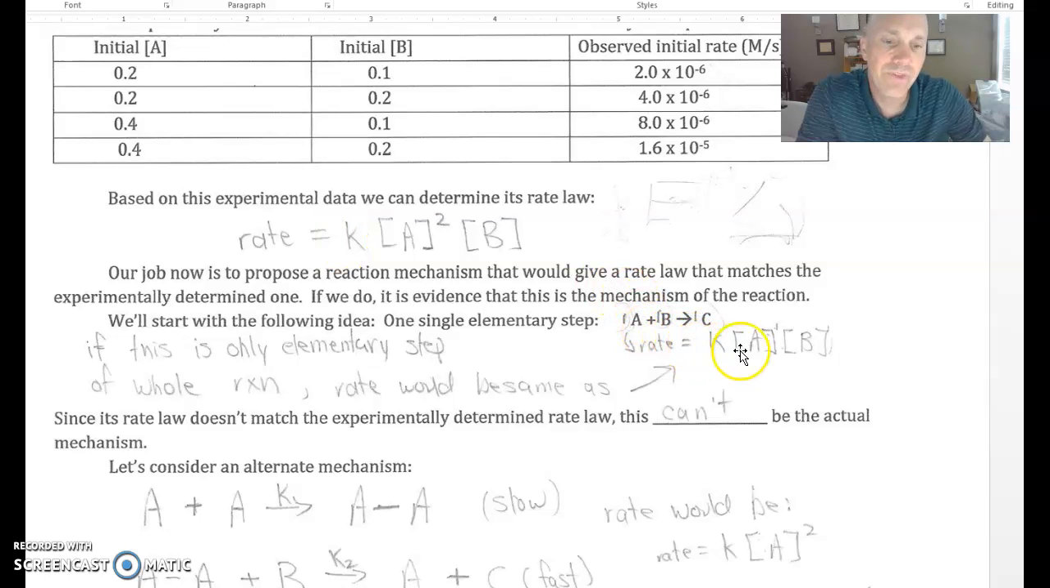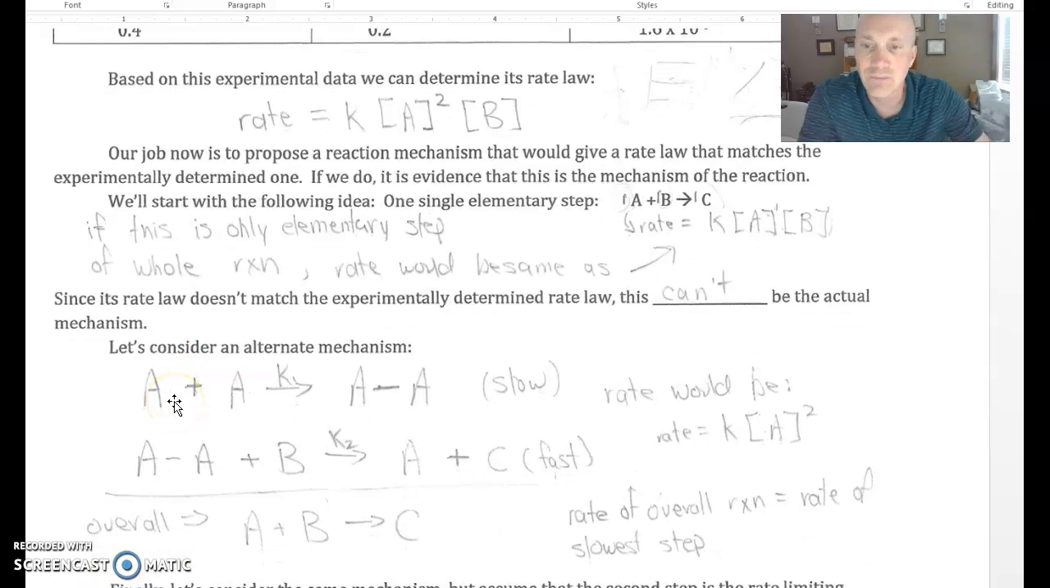What this tells us is that this cannot possibly be the mechanism that this reaction has. The reason for that is that if this is the actual mechanism, the rate law that we can get by looking at the elementary reactions would be the exact same as the one that we experimentally determined. And we can see that these are different, so therefore that can't be the mechanism. So let's suggest something else.